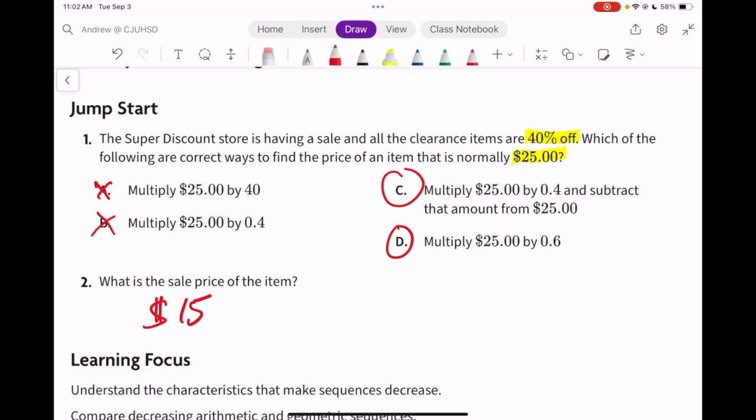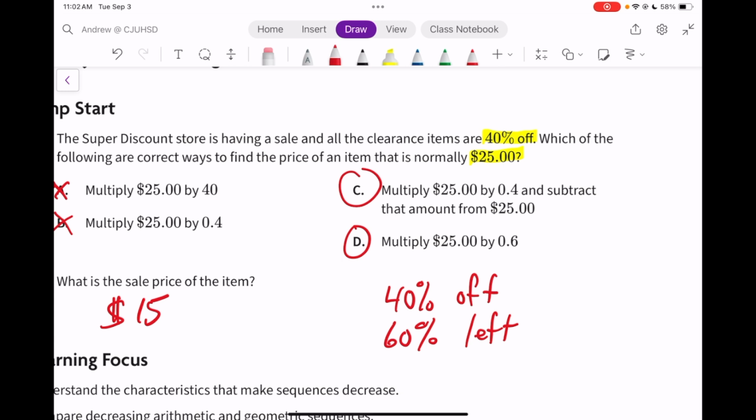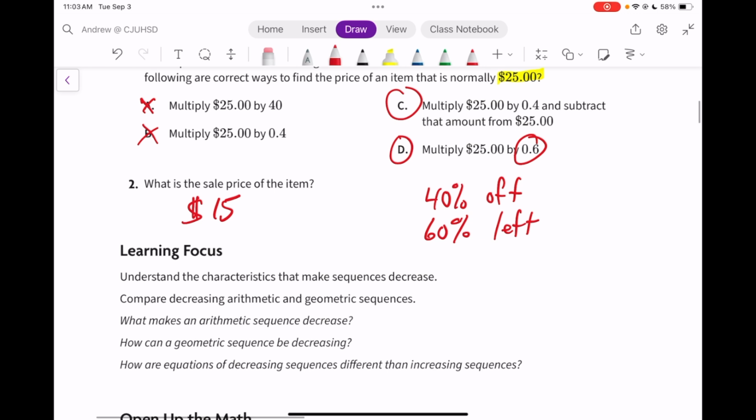But the key is to think in terms of what is left, not what is taken away. So when you have 40% off, you're going to have 60% left. And then, of course, 60% as a decimal is 0.6. We're going to use that.